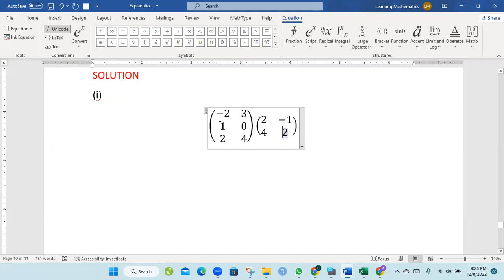So we have 3 rows, so our solution will also have 3 rows. The first matrix has 3 rows, so our answer will have 3 rows. And the second matrix has 2 columns, so our answer will have 2 columns. So our answer is going to have 3 rows, 1, 2, 3 rows, and 2 columns. You call that the product. The product will have 3 rows and 2 columns.